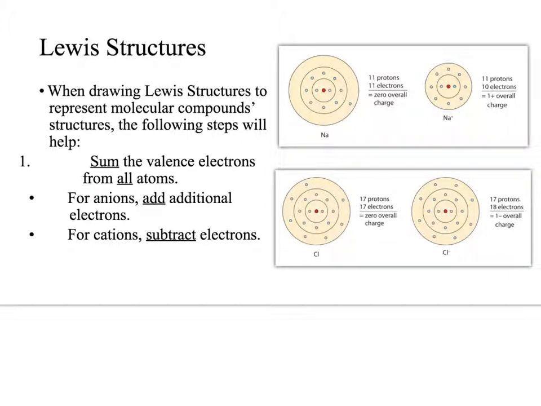For anions, add additional electrons. For cations, subtract electrons. Because look over here. Sodium has this one little electron that it really wants to give away. And it starts with 11 electrons. When it gives that away, it has 10. So, count up the actual electrons, but with cations, keep in mind, you are going to lose electrons, and with anions, it'll gain one, so you actually add electrons. So, add them all up.